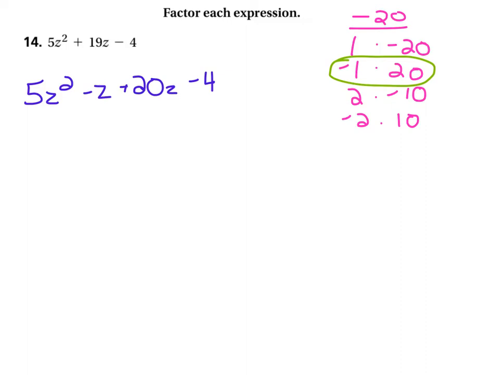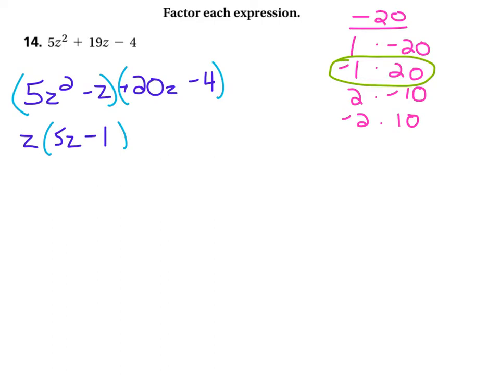Yep. Now, what do we do next? We group them. We say group this together, group this together, and see what we can factor out of each one. So the first one, we can factor out a z. That's all we can bring out. There's no coefficient we can bring out. So we bring out a z. And then what do we have left when we divide them both by z? We've got 5z minus 1.